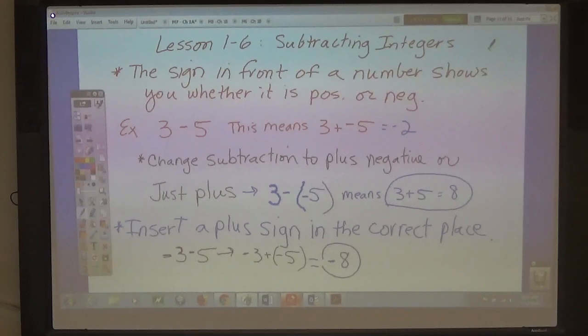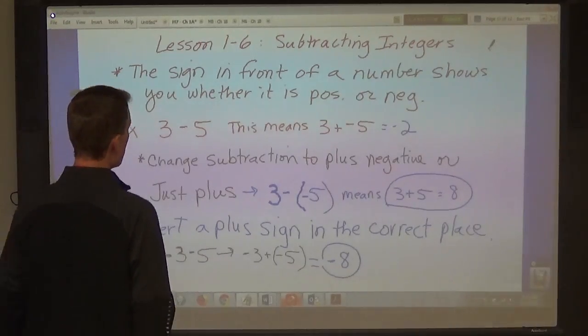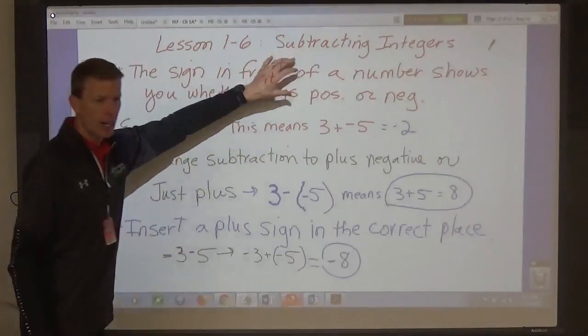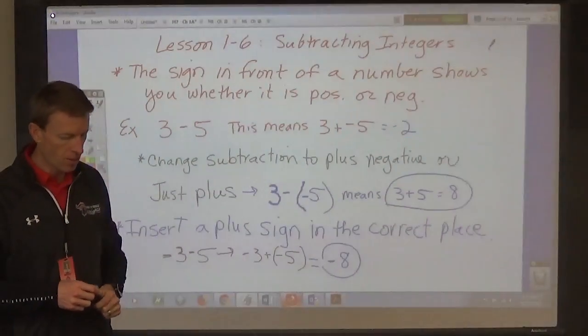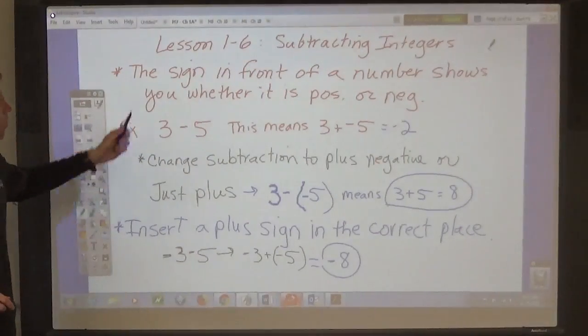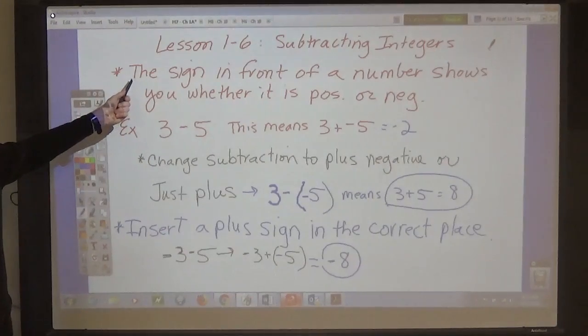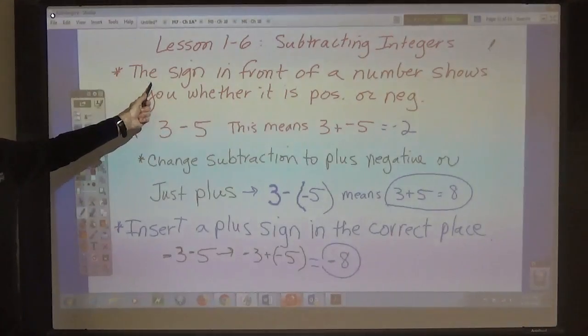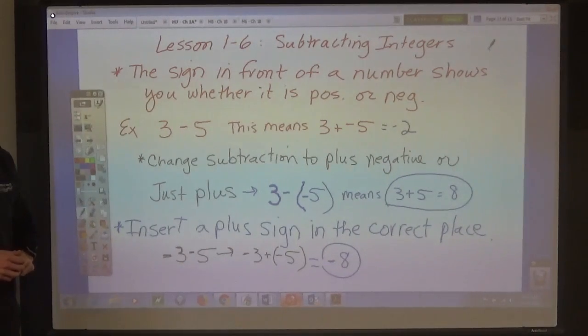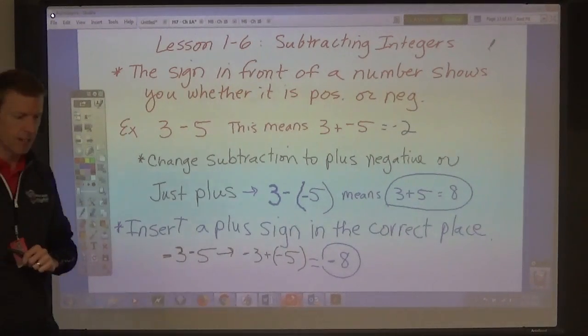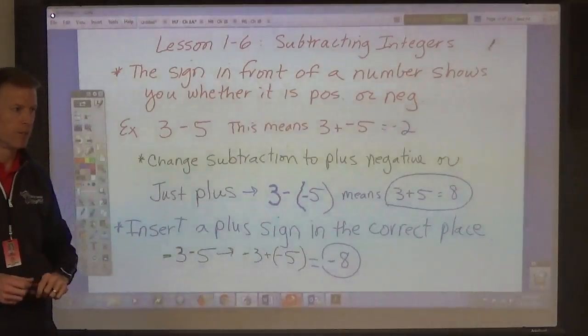So, seventh graders, when we're talking about subtracting integers, what we're talking about is working with the negative signs. Okay? First of all, it's really important to remember that the sign in front of the number tells you whether the number is positive or negative, whether you should treat it as a positive number or a negative number.